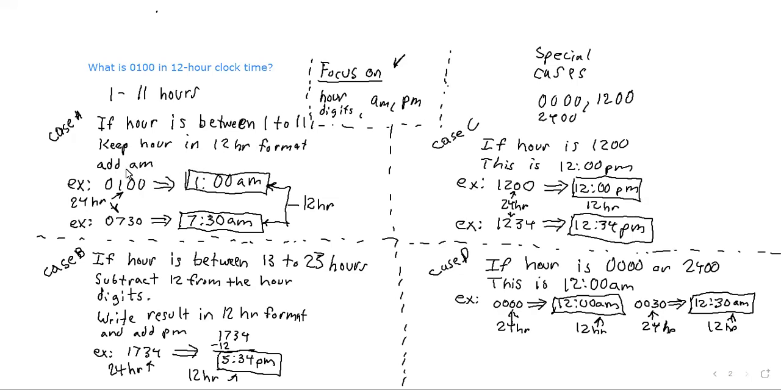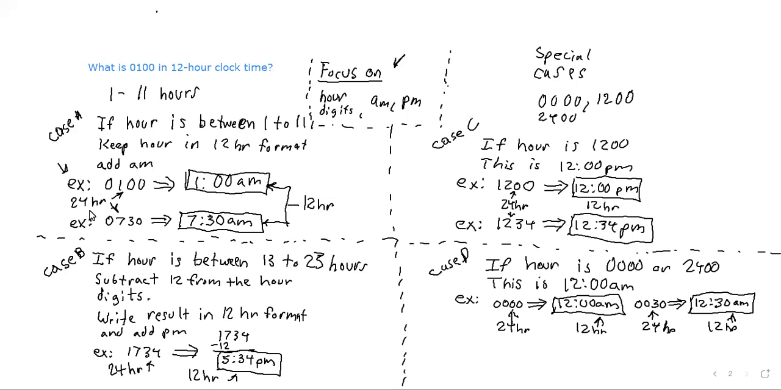For example, we have 0100 hours. In this first example, we're going to keep the hour, drop that 0, and then add AM. If the hour is between 1 and 11, we keep the hour in 12-hour format, which means drop the 0 and add AM. So our time here is 1 AM in 12-hour time.